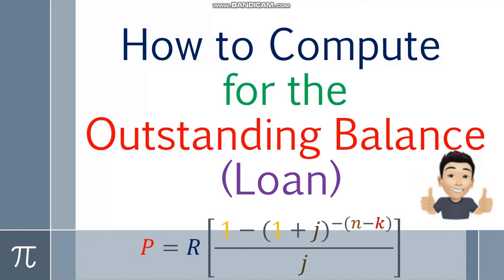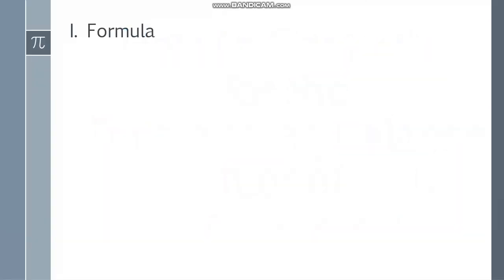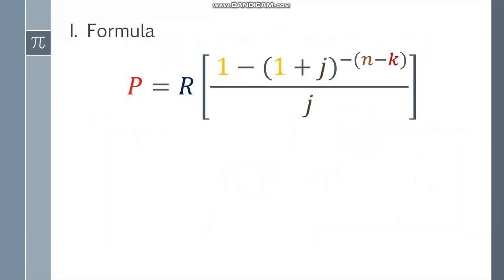We're going to discuss how to compute for the outstanding balance of a loan. So let's start with the formula. We have P is equal to R times the quantity. For the numerator part, we have 1 minus the quantity 1 plus J, raised to the negative exponent, which is also a quantity, negative N plus K. And the denominator part is just J.